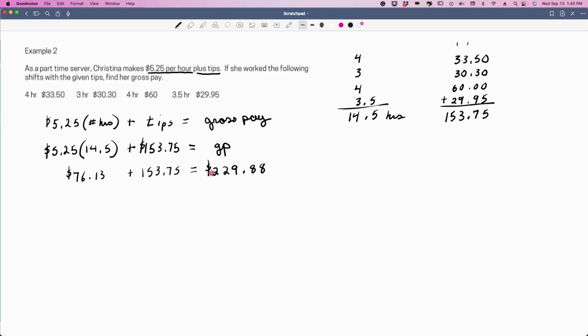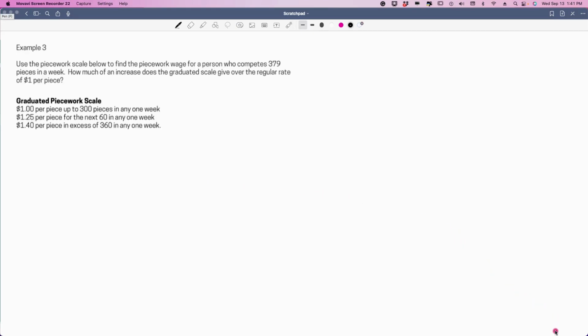All right, let's look at example 3. Now, in this problem, we have a piecework scale. And this person is making a certain number of items every week, and they get paid based on how many at each point. For instance, the graduated piecework scale she's using is $1 per piece up to 300 pieces, $1.25 for the next 60, and $1.40 per piece for anything over that. So let's look and see how many she made and how much we can pay her.